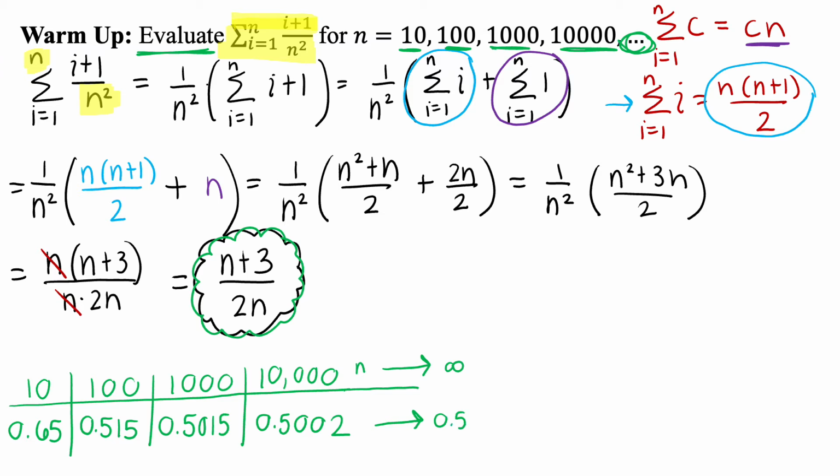So if you guys remember from way back, the last time we were looking at tables like these, when we were talking about limits. So we can say the limit as n goes to infinity of this value, (n plus 3) over 2n, is equal to that exact value of 1/2.